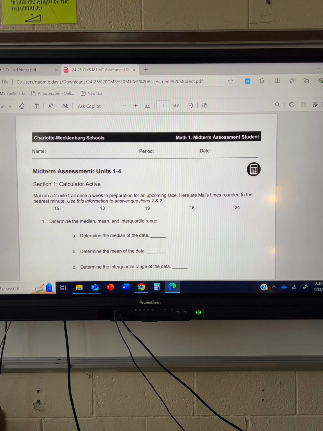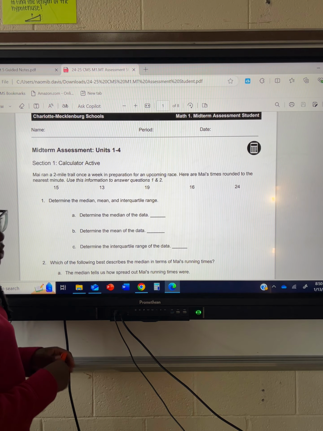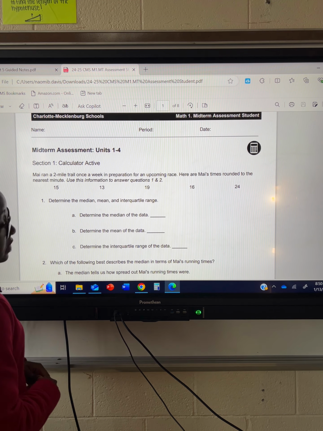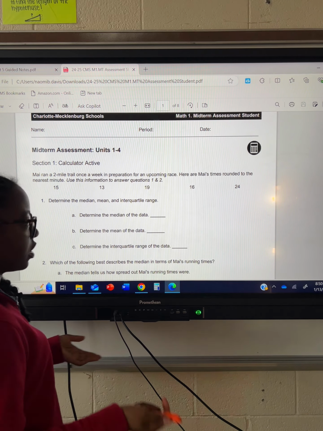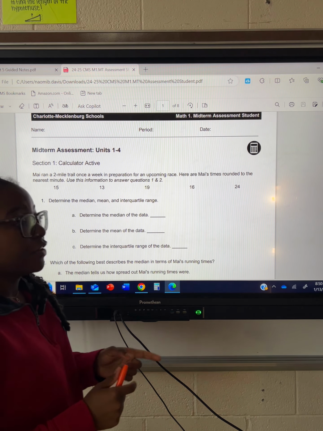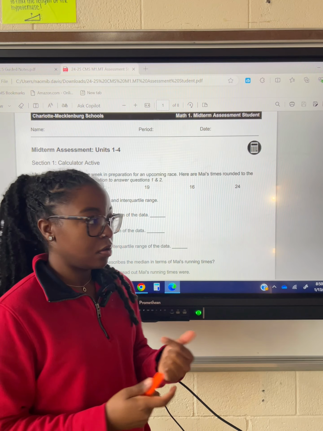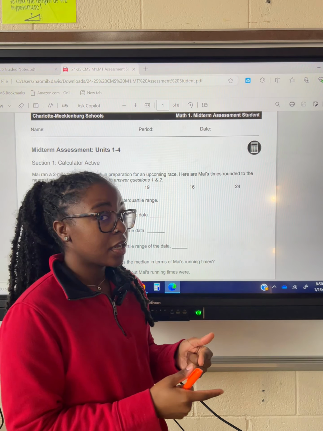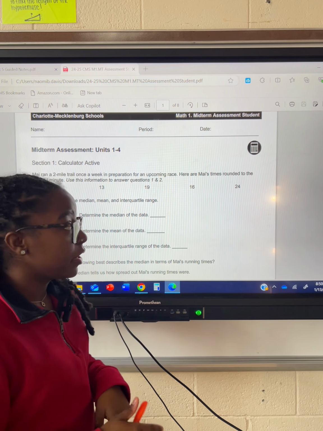So let's go over midterm. The first part of the test is going to be calculator active, so you can use your calculator. This is going to cover units 1 through 4. So this test could have anything from the beginning of the year to now, so you got to be ready for all of that.